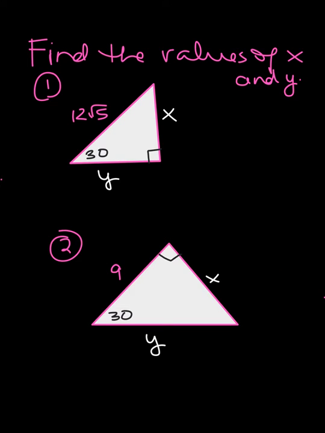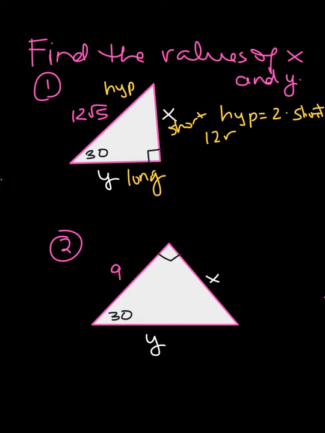It says find the values of x and y. Now, in number 1, we're given the hypotenuse, so sometimes it's a good idea just to label it if that helps you. My x is going to be my short leg, that's across from my 30-degree angle, and y is going to be my long leg. Now, if I'm not given my short leg, that's the first thing I always need to do. So I know the hypotenuse is equal to 2 times my short. So in this case, my hypotenuse is 12 root 5, and that would be 2 times my short. So I know that my short, which is x, is going to equal 6 root 5.